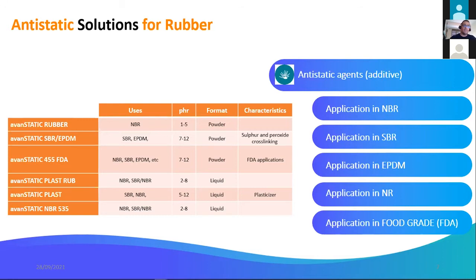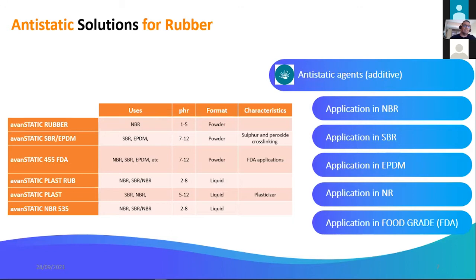We also have another additive for less polar rubbers like EPDM or SBR, which is Avanstatic SBR EPDM. Later I'm going to focus more on this additive. Avanstatic 455 FDA is our solution for food contact applications. This additive could work in NBR, SBR, EPDM.